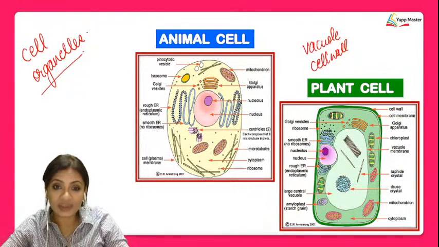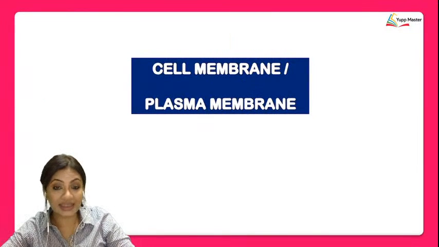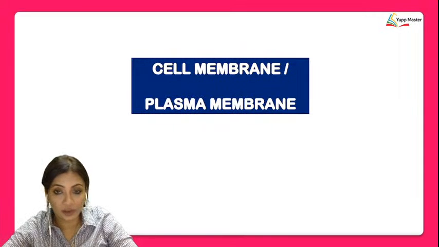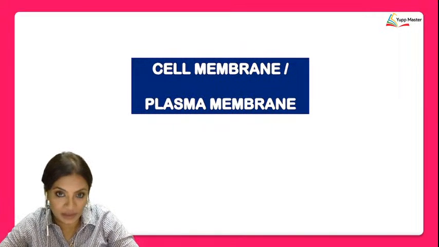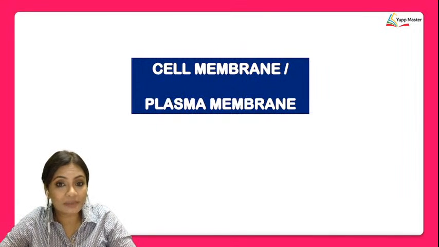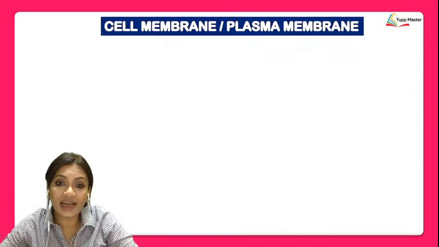So let's begin with the outermost part of the animal cell, and that is none other than the cell membrane, or we may also call this the plasma membrane. It is the outermost part of the animal cell, but this is not the outermost part of the plant cell. But yes, plant cells do have plasma membranes, just that it is not the outermost layer.